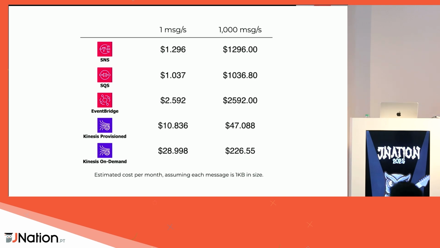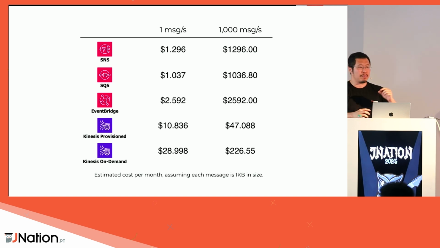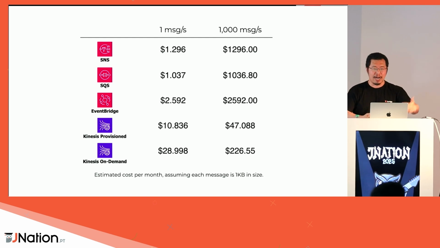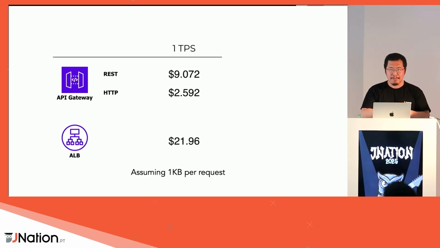At a small scale, because Kinesis charges you based on uptime for the nodes, for the shards and streams, it's more expensive at low throughput. But once you get to really high throughput, then Kinesis is much, much more cost efficient, because the cost per million requests on Kinesis is a fraction of what you pay per million requests against SNS, SQS, and EventBridge. So at large scale, Kinesis is one of the most cost-efficient ways to ingest large amounts of events on AWS.